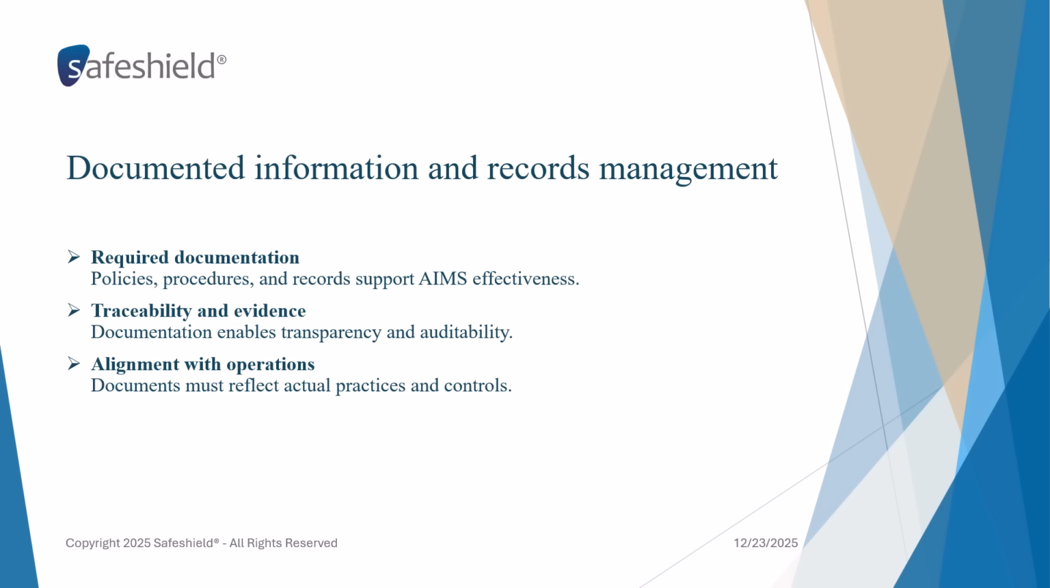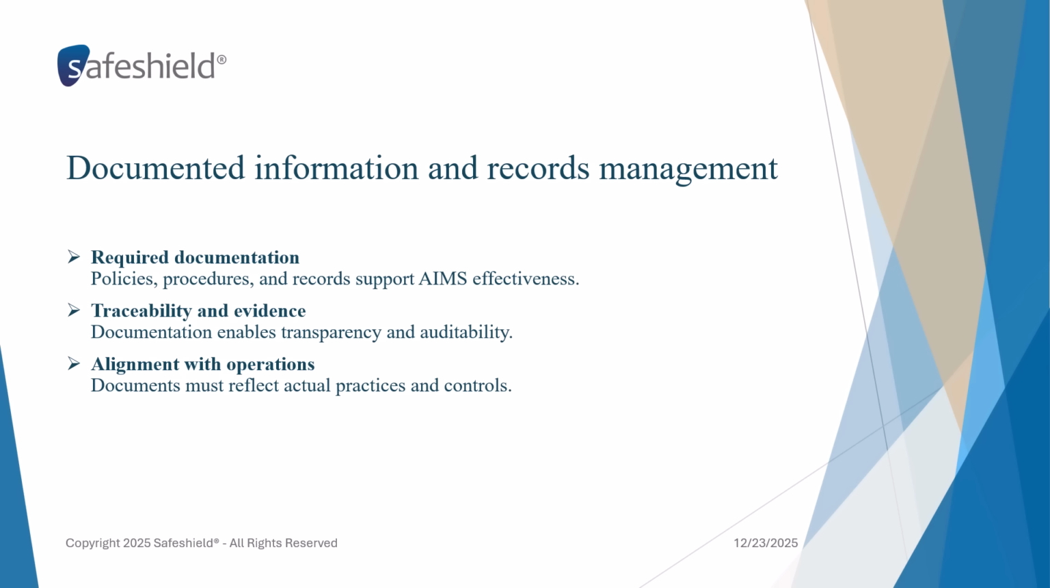Documented information is the backbone of auditability in ISO 42001. The standard requires the organization to maintain documentation necessary for the effectiveness of the AIMS and to retain records as evidence that processes are performed as planned. Documentation enables traceability, accountability, and repeatability. Records demonstrate that controls exist in practice, not only on paper.